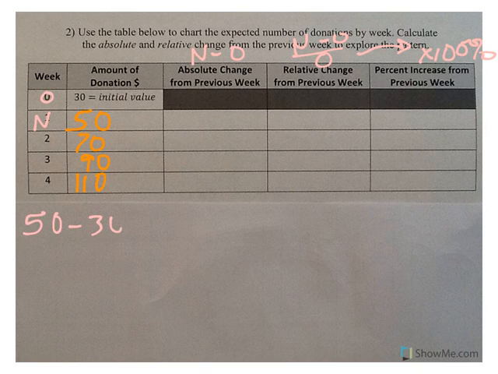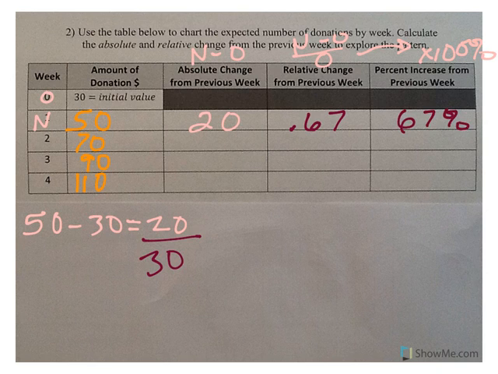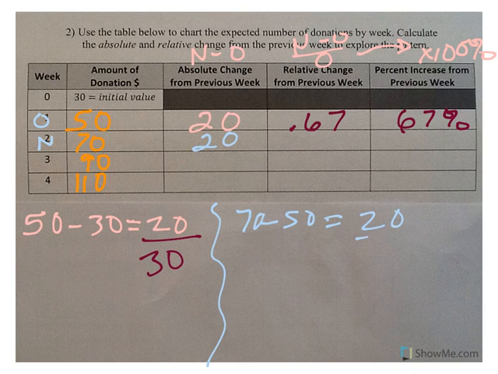So this would be new, here's old. New minus old gives me an absolute change of 20. Then I take that and divide by old, which is 30, and I would get 0.67. Change that to a percent, I would have 67%. Okay, actually I'll do one more before I ask you to go on your own. So now 70 is new, 50 is old. So 70 minus 50 gives me an absolute change of 20. I divide that by the old value, which is 50, gives me 0.4, and I have a 40% increase.